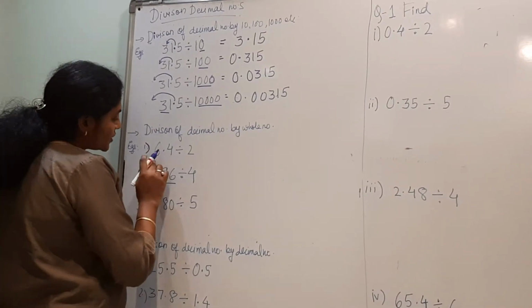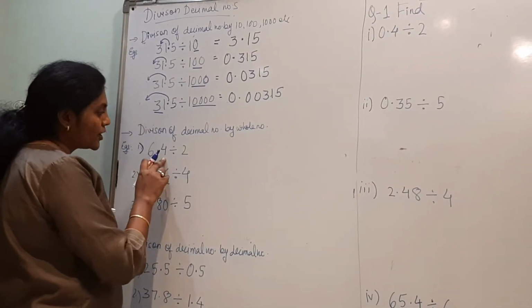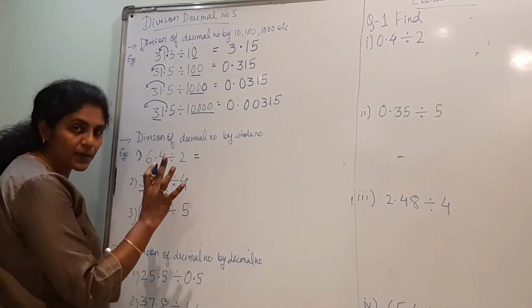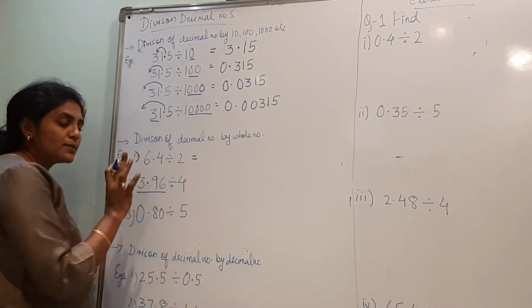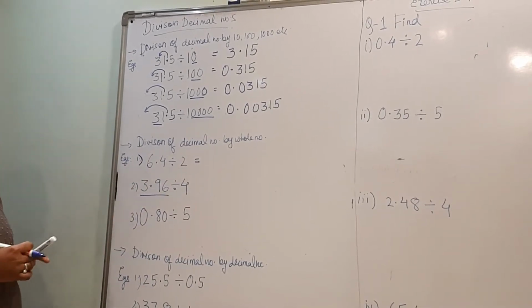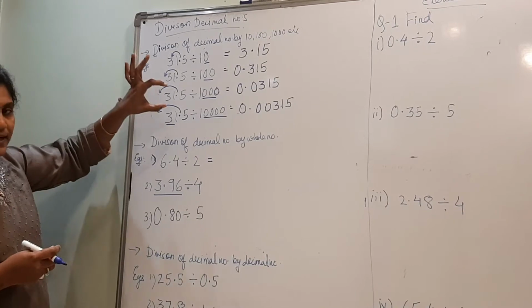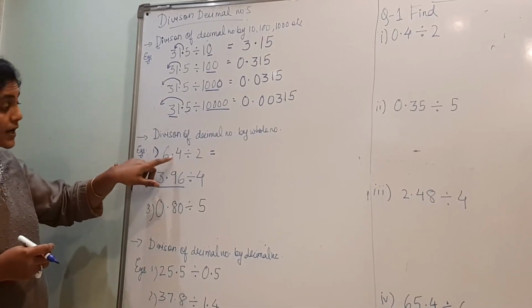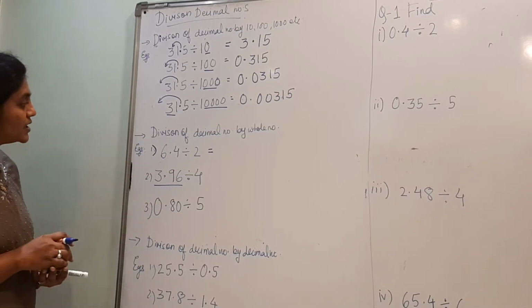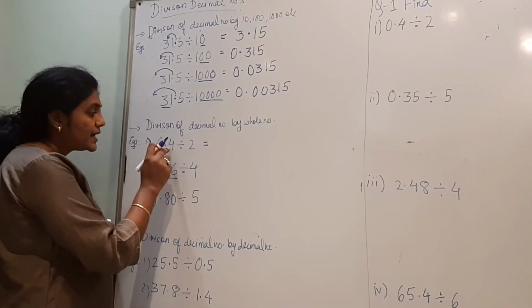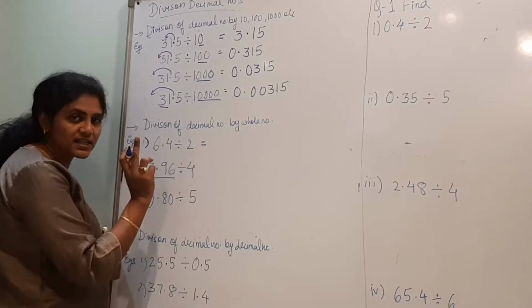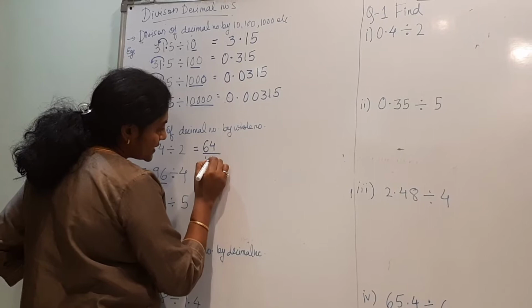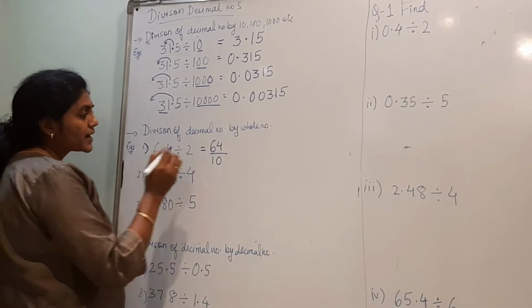Now second is division of a decimal number by a whole number. Suppose you are dividing 6.4 divided by 2. This is a decimal number. Any decimal number I will represent as divided by 10, 100, or 1000, depending upon where the point is placed. Now 6.4, the point is placed before one digit, so I will write 64 by 10 divided by 2.